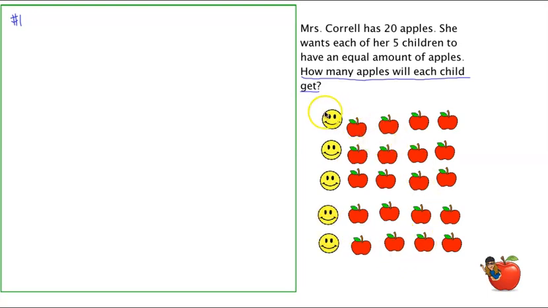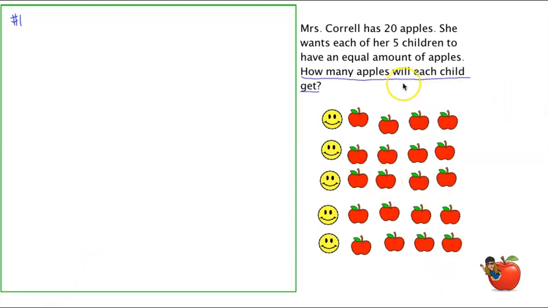Well, you can see here, I've got 1, 2, 3, 4, 5 kids. And I've already split up the apples. So let's see, how many apples did each child get? Well, each kid got 4 apples. 1, 2, 3, 4 for this kid, 4 for this kid, 4 for this kid, and so on. Every kid got 4 apples.